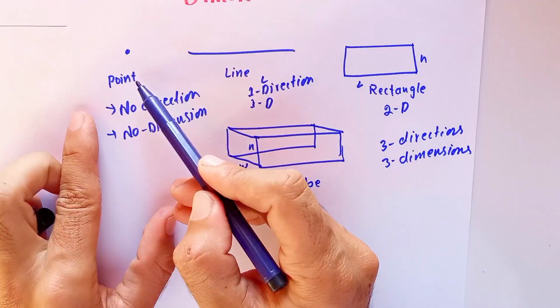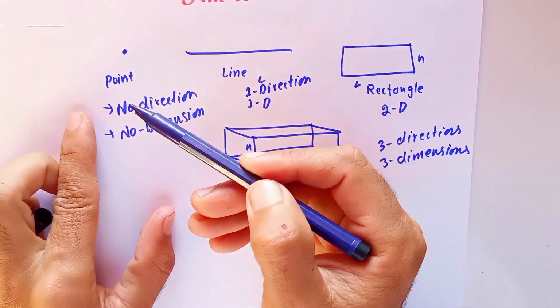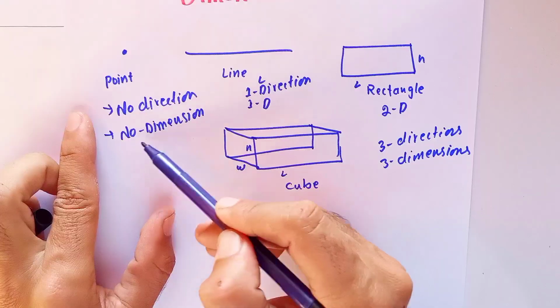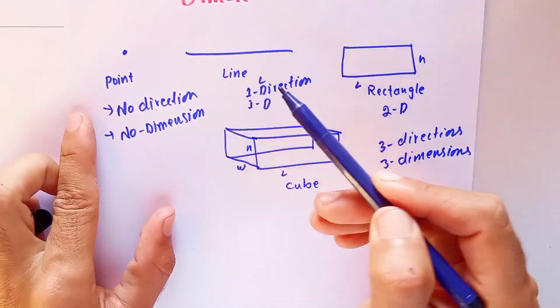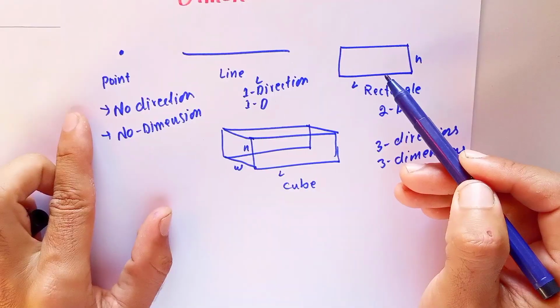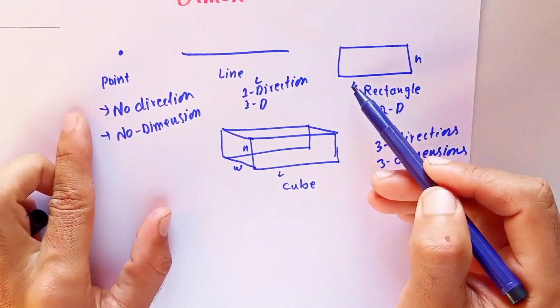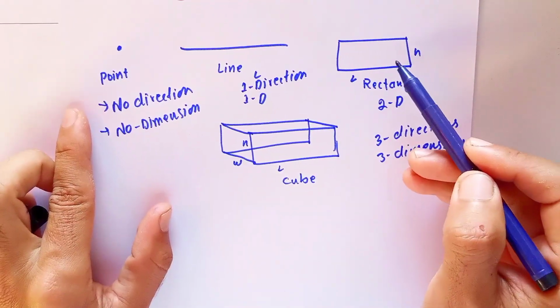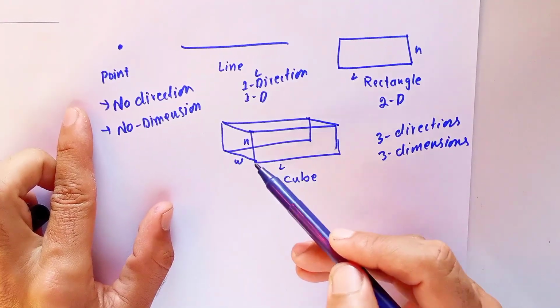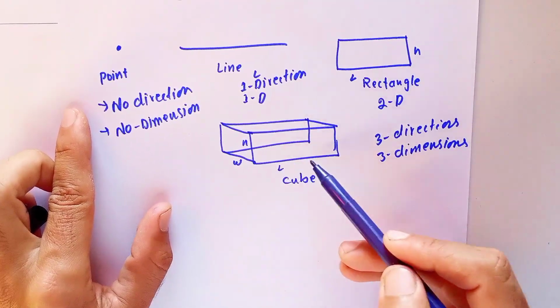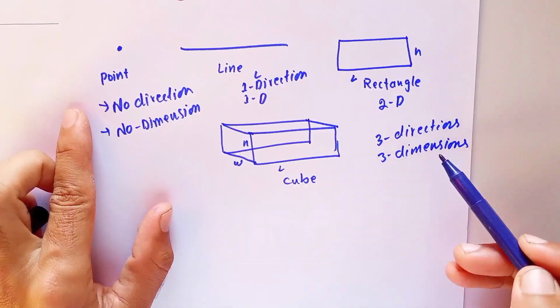Right? So a point has no direction. That means it has no length, width or height. So we say that a point has no dimension. A line has one direction, which is its length, so we see that a line has one dimension. A flat surface just like a rectangle has two directions, the length and height, so it has two dimensions. On the other hand, a cube has three directions, the length, width and height, so we say that it has three dimensions.